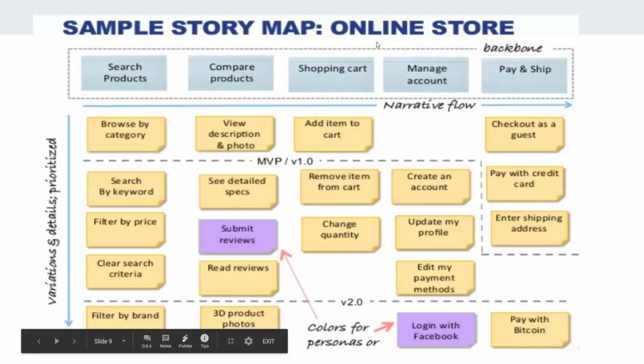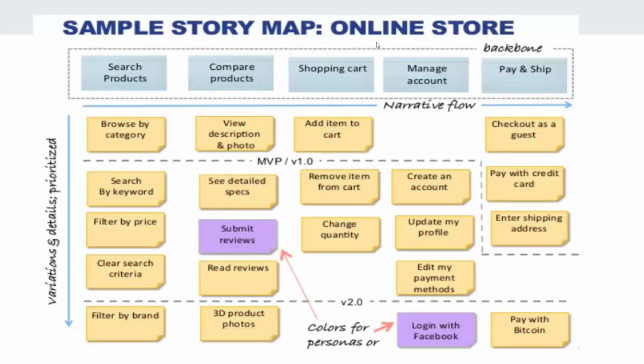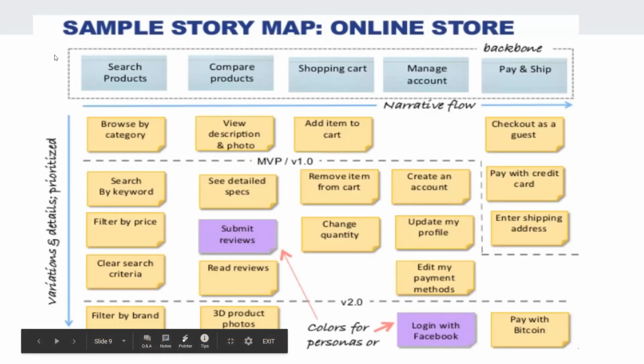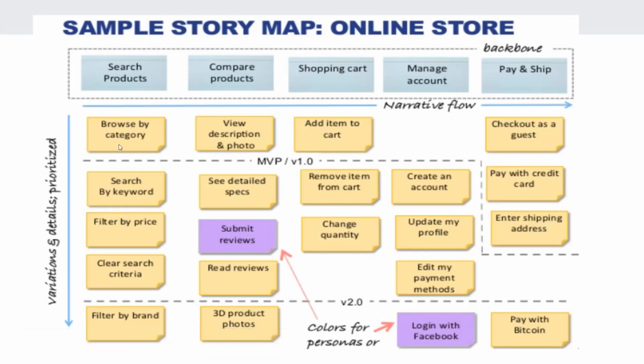This is a sample story map. I've seen story maps that are a lot bigger, that have a much bigger layout on walls. But ideally, going back to that same example, you search products, the user will compare products, shopping cart, manage account, and pay and ship. So that's your backbone if you look at it going from left to right. And that is basically representative of a narrative flow within time. And going from top to bottom is your prioritization and your variations in terms of what ifs and what abouts.